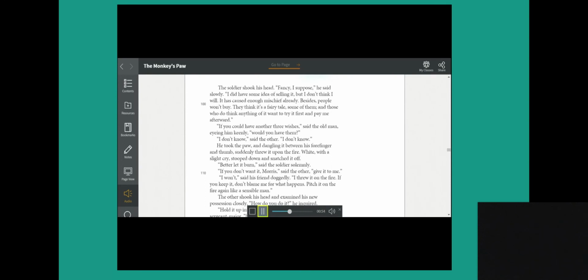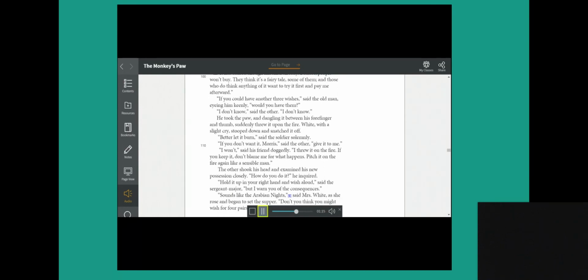"If you could have another 3 wishes," said the old man, eyeing him keenly, "would you have them?" "I don't know," said the other. "I don't know." He took the paw, and dangling it between his forefinger and thumb, suddenly threw it upon the fire. White, with a slight cry, stooped down and snatched it off. "Better let it burn," said the soldier solemnly. "Now, if you don't want it, Morris," said the other, "give it to me." "I won't," said his friend doggedly. "I threw it on the fire. If you keep it, don't blame me for what happens. Pitch it on the fire again like a sensible man."